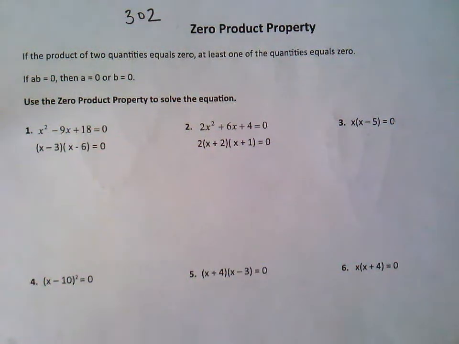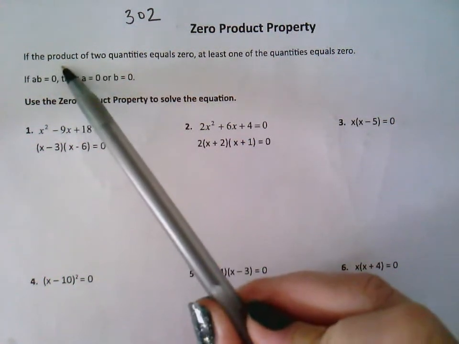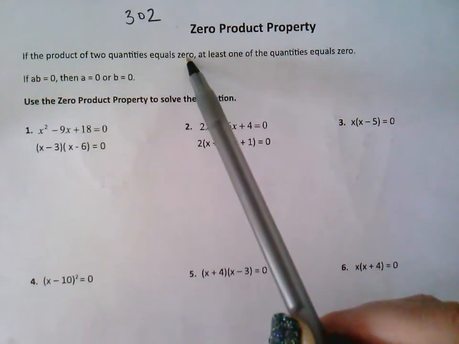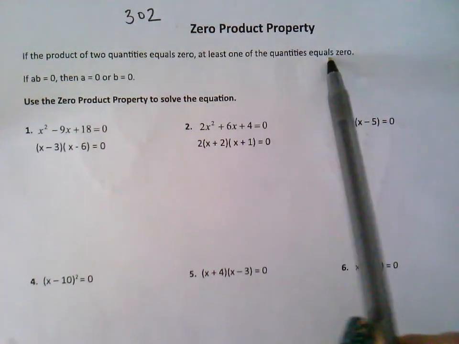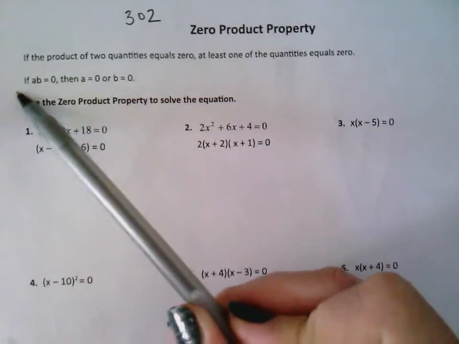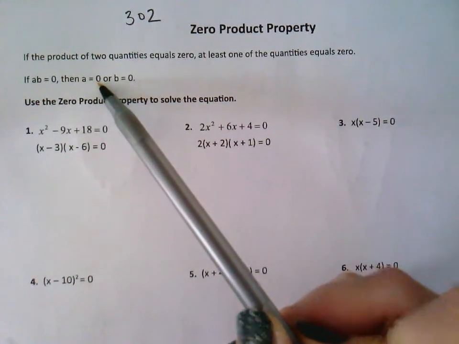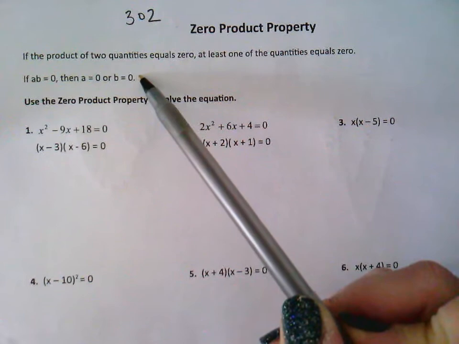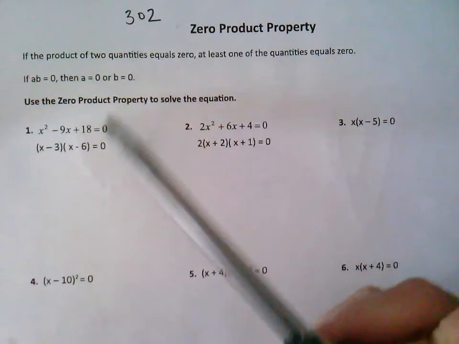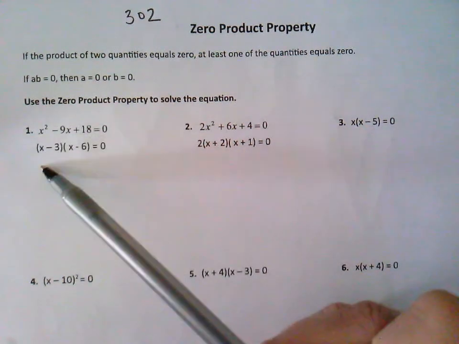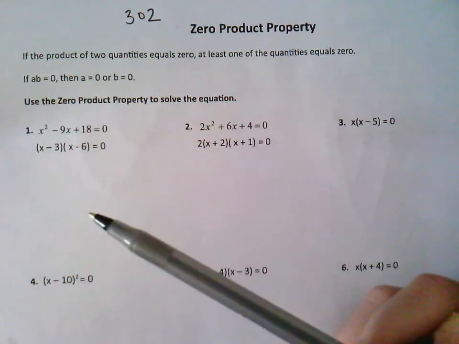Because if you've got the product of two quantities equal to 0, one of the two quantities has to equal 0, right? If I tell you A times B equals 0, either A has to be 0 or B has to be 0, right? So the whole reason you factor is so that you can set your factors equal to 0 to solve a problem.